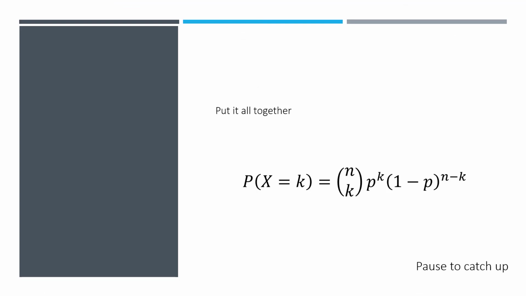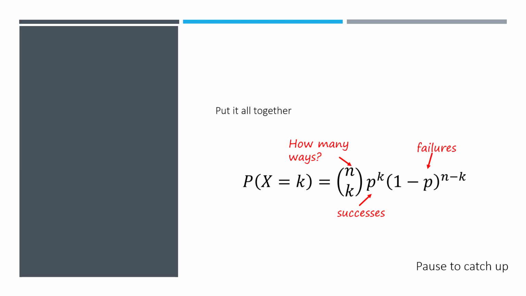Now, to put it all together, we just need to multiply all of those quantities we found first. But let's break down the formula, where we can see that n choose k is telling us how many ways that we can get a certain number of successes in a certain number of trials. p to the k represents our probability of success and the number of successes. And (1 minus p) to the n minus k represents our probability of failure and all of our failures.